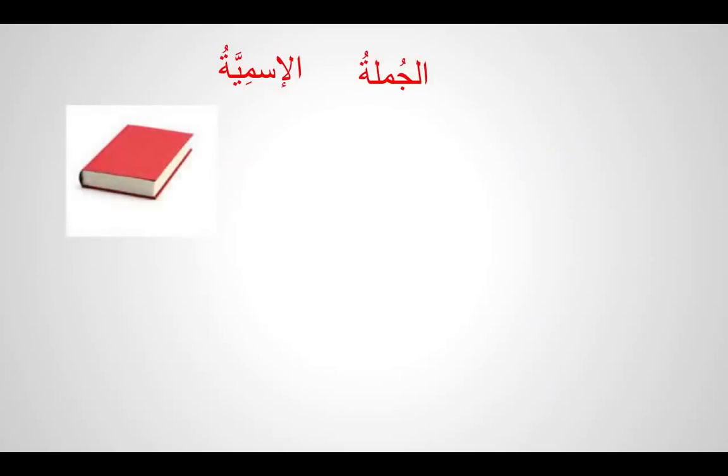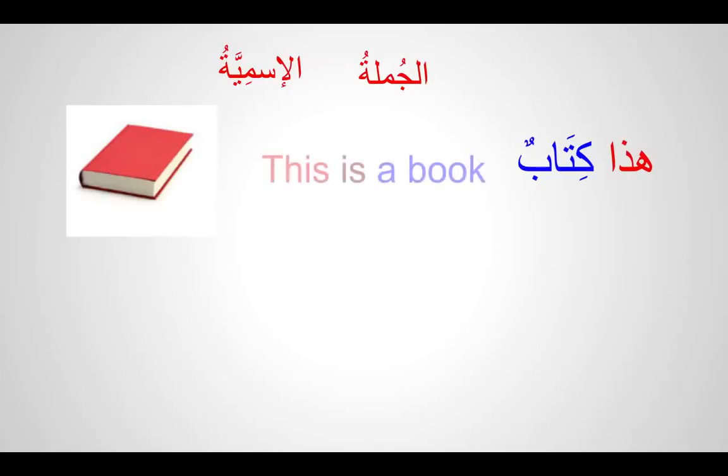So how do we say this? This is a book. Book means kitab. So if I want to say this is a book, how do we say? Say HADHA kitabun, this is a book.